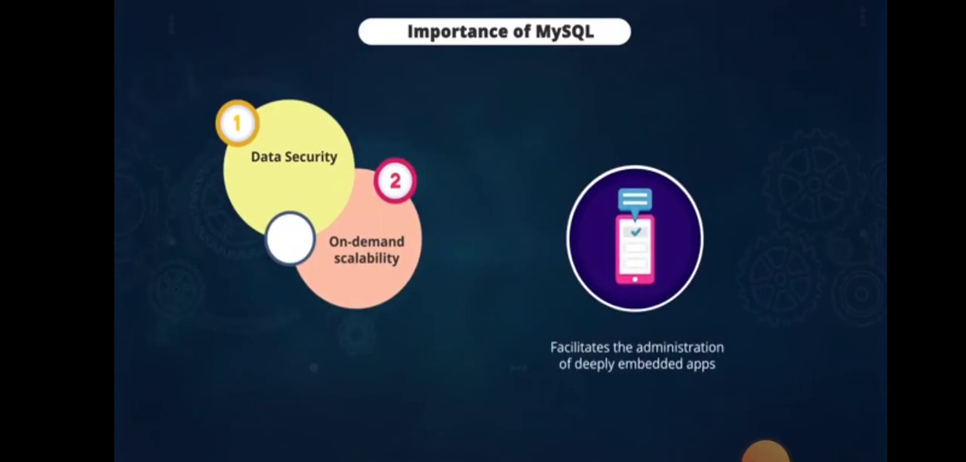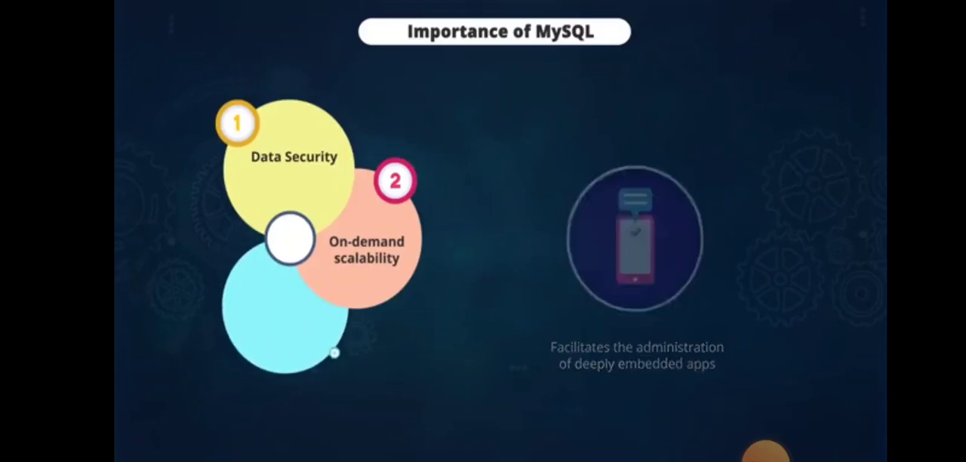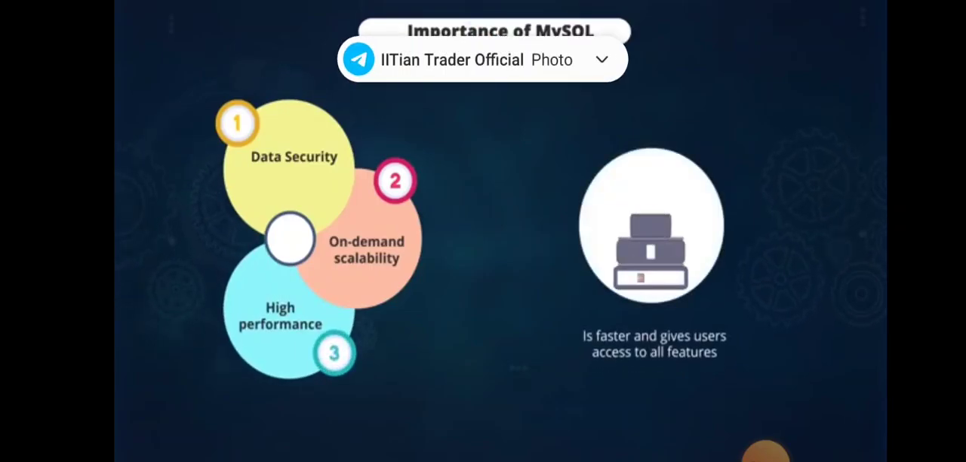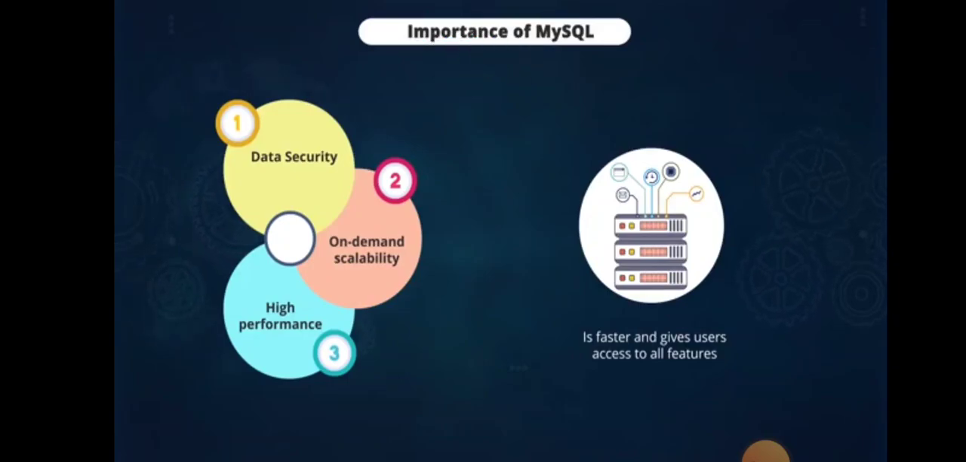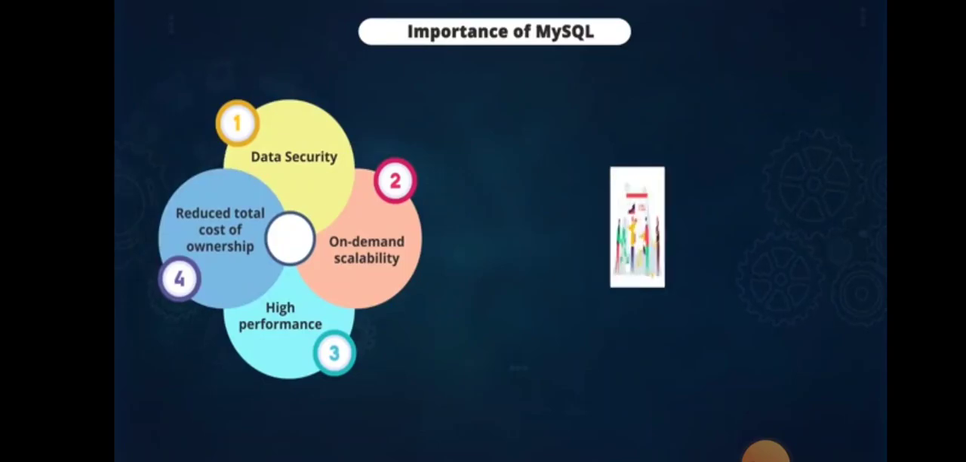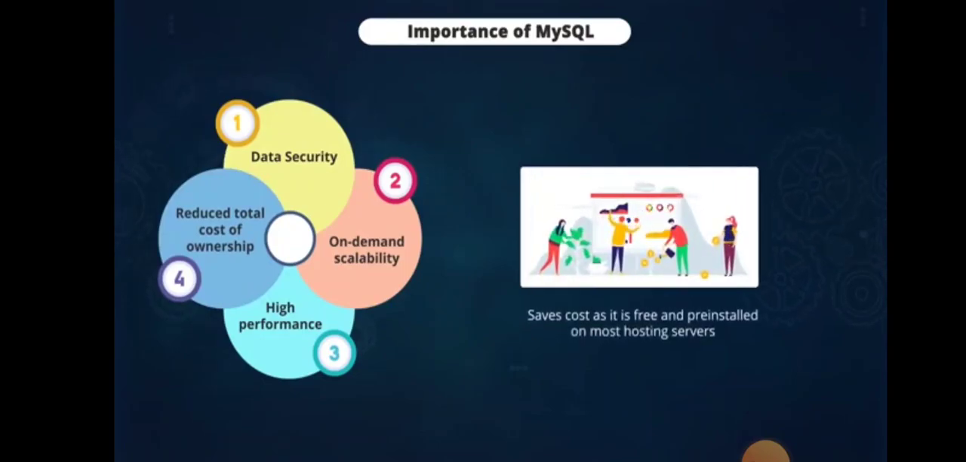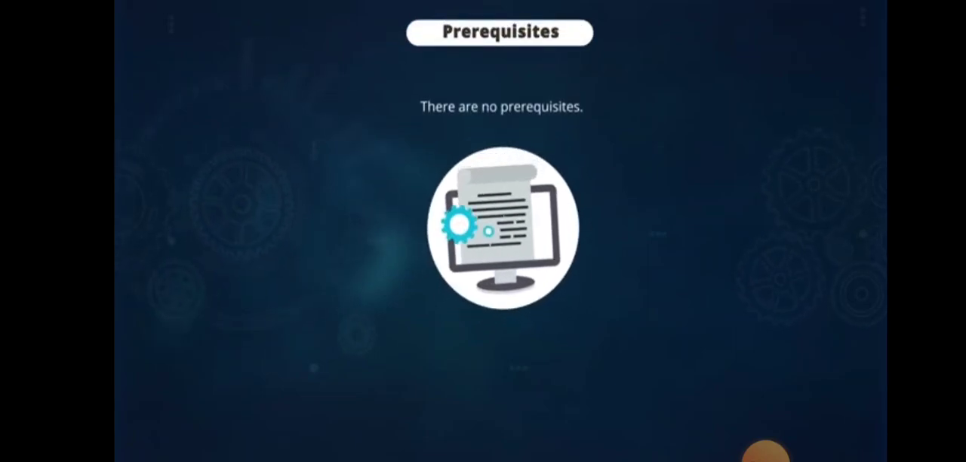It is scalable to facilitate the administration of deeply embedded apps with a reduced footprint. The third is high performance. It is significantly faster in terms of performance, and users still have access to all the features. And finally, the fourth is reduced total cost of ownership. By moving the existing database to MySQL, considerable cost can be saved as it is free and pre-installed on most hosting servers.